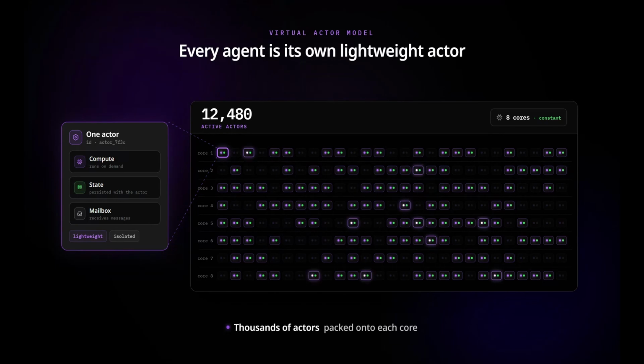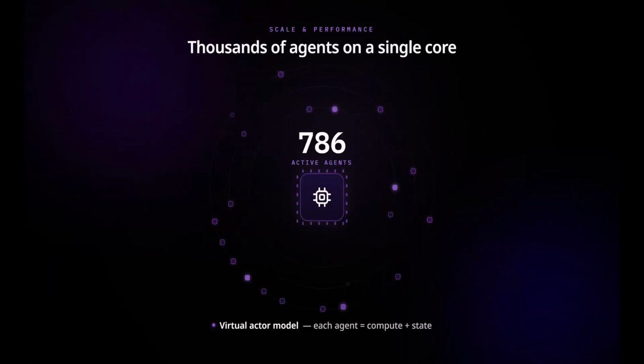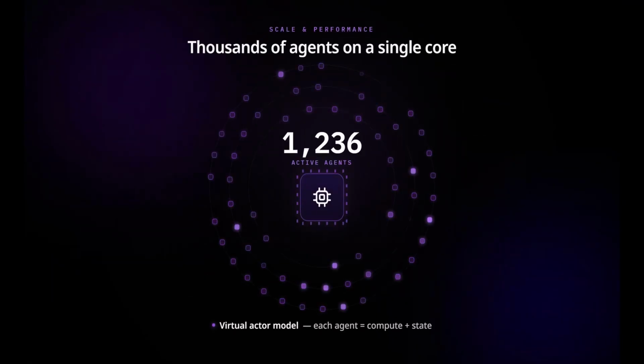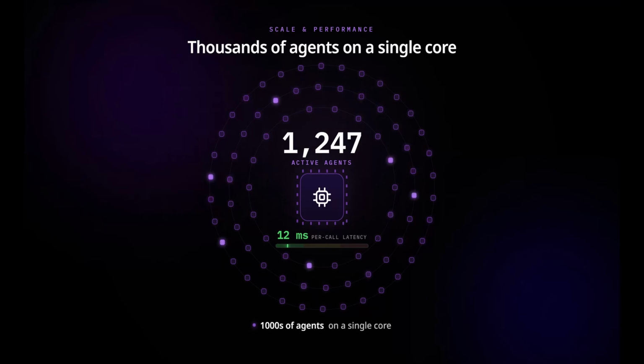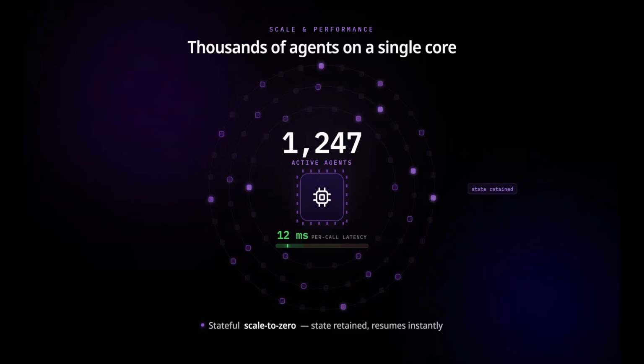Scaling agentic systems shouldn't require massive infrastructure overhead. Bud Agent Runtime uses a virtual actor model where every agent operates as a lightweight unit of compute and state. This allows thousands of agents to run concurrently on a single core with millisecond latency. And when agents go idle, the runtime automatically scales them to 0 while preserving their state, so they can resume instantly whenever needed again.